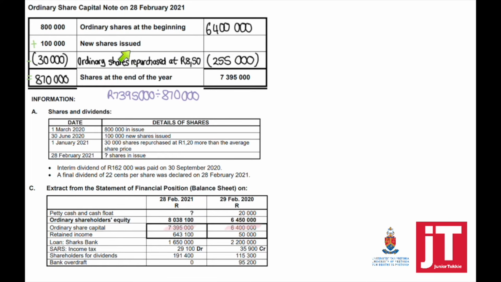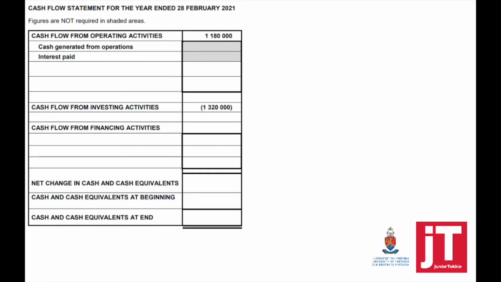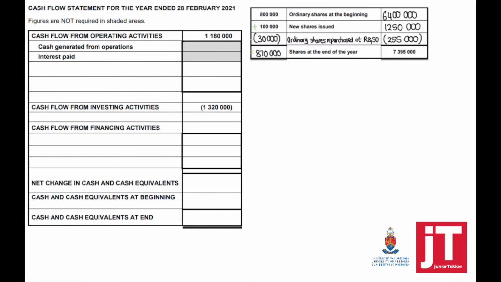Now we can solve the new shares issued by taking the end balance plus, because we're working backwards, we need to do opposite calculations, minus, that becomes now the balancing figure. New shares issued: 1,250,000. Now make sure that you take the answer that you've calculated in this note to the cash flow statement. This forms part of the financing activity.